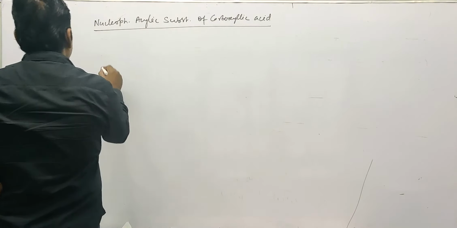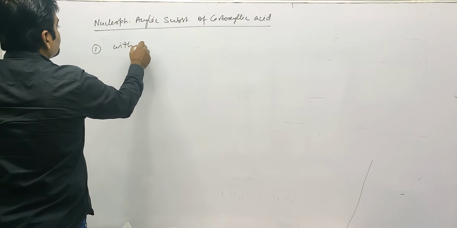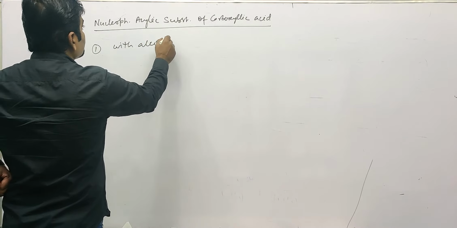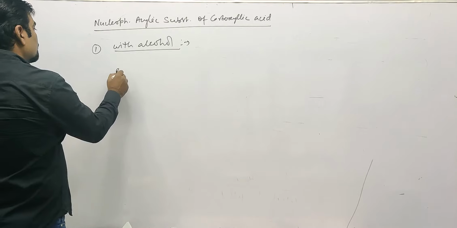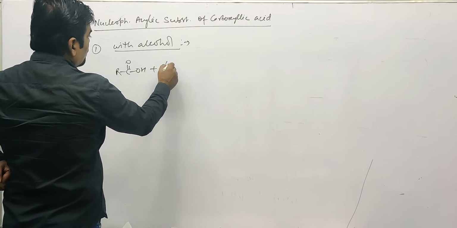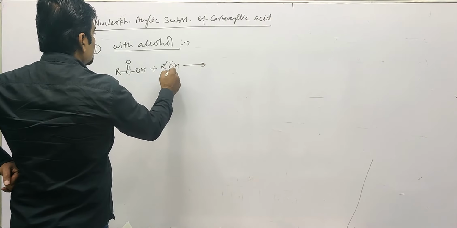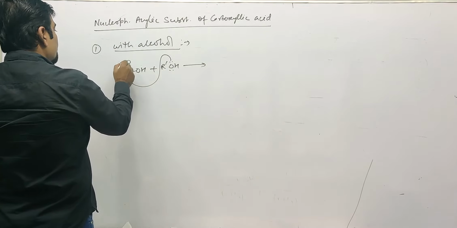In this case, the first reaction is with alcohol. When carboxylic acid reacts with alcohol, it forms the corresponding ester.